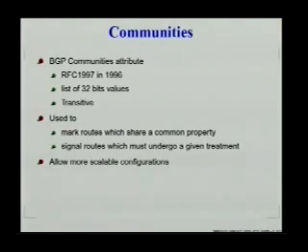What is this community attribute used for? Mainly for two purposes. First of all, to mark routes which share a common property. For instance, ISPs use these communities to mark routes that are coming from a given location, for instance, a geographical location or an interconnection point. The other purpose is to signal that routes must undergo a given treatment, and we'll see more about that in a few slides.